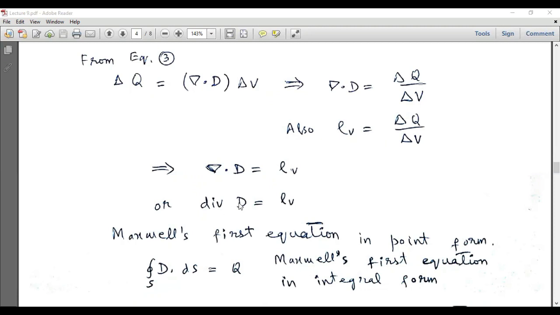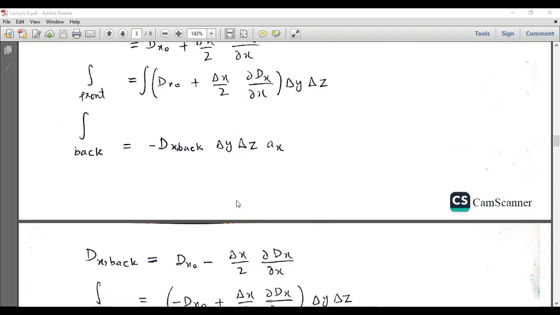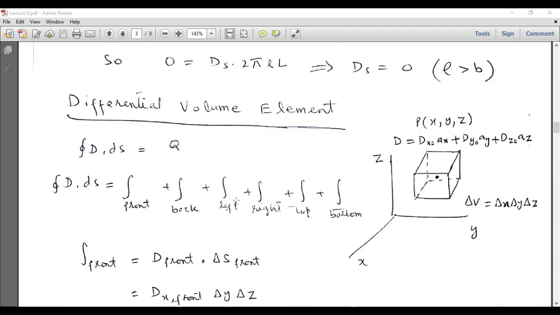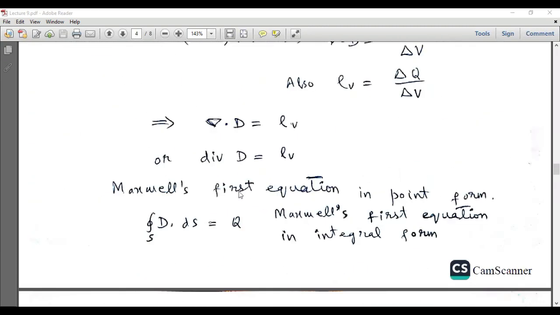So divergence of D is actually equal to volume charge density, and it is a non-zero quantity. Whenever the divergence of any vector quantity is non-zero, it means the orientation of this vector quantity is diverging in nature, right? Whenever we have a vector field which is diverging from the source, then the divergence of that vector quantity will be non-zero. Electric field lines and electric flux lines always diverge from the source, so the divergence of these two vector quantities will be non-zero.